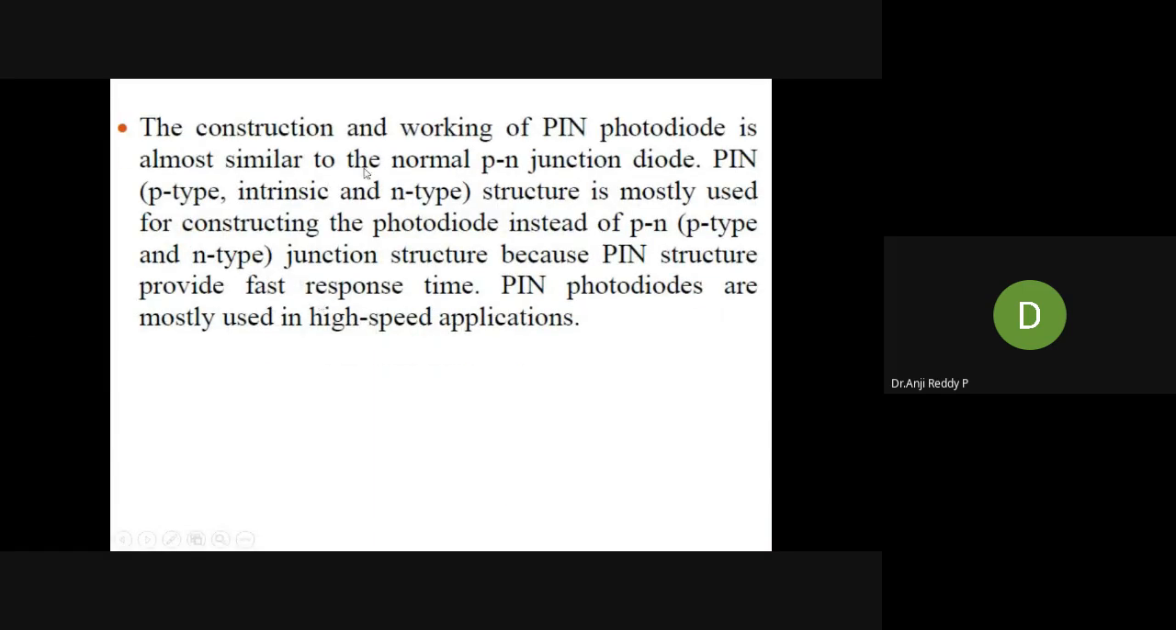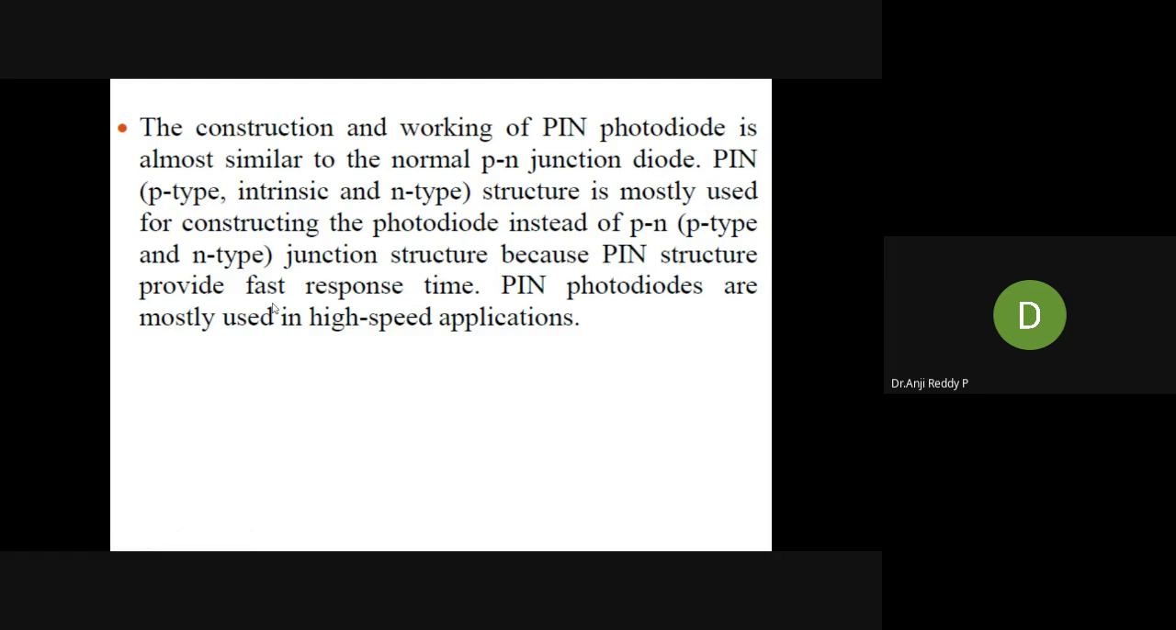Next, the construction and working of the pin photodiode is almost similar to the normal PN junction diode. Here, what is the meaning of PIN? P means P type, I means intrinsic, N means N type. This structure is mostly used for constructing the photodiode instead of the PN junction structure, because the pin structure provides fast response time.